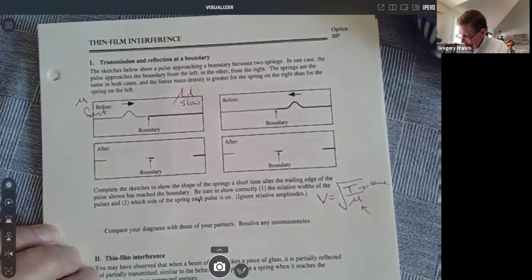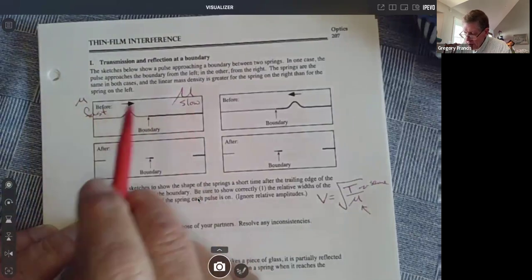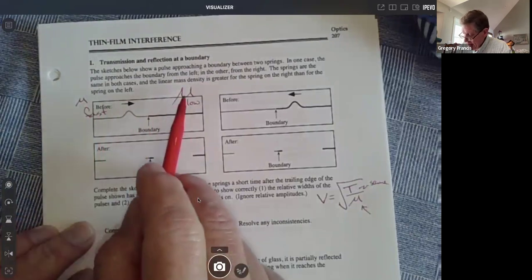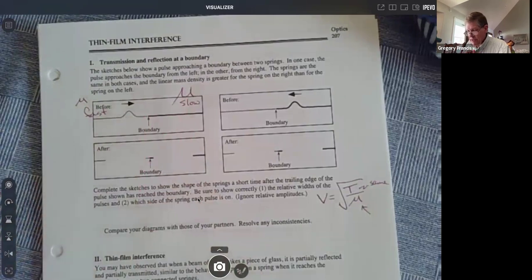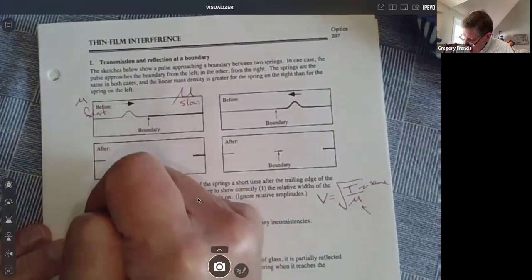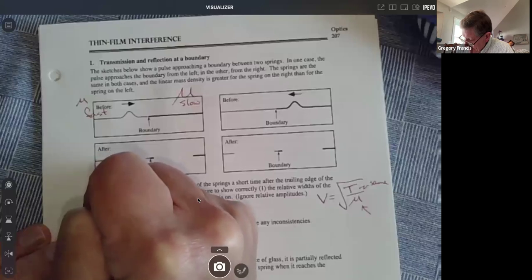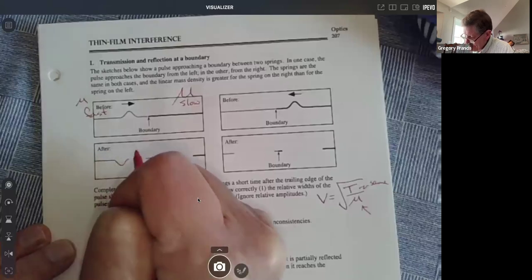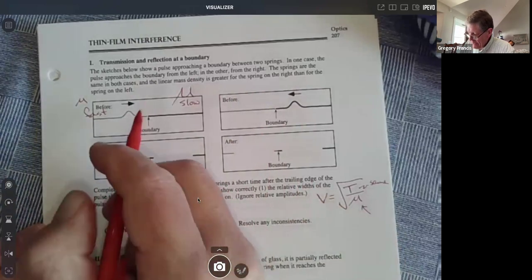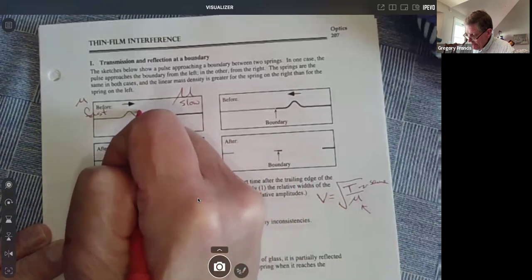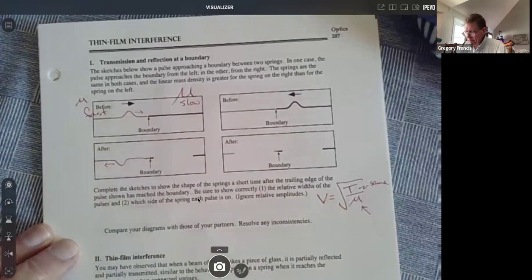Now, what we found was that when a pulse came in from fast to slow, or from light to heavy, this boundary was like a fixed end, like it was tied to a wall. And so when the pulse bounced back, it bounced back inverted. Okay, and so it came in on top and came back on the bottom.